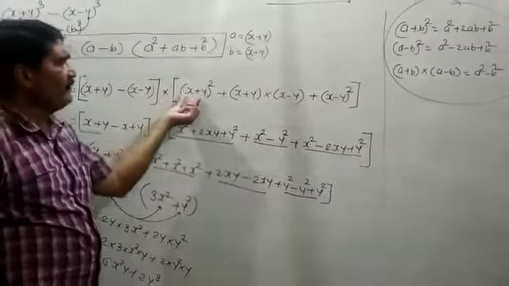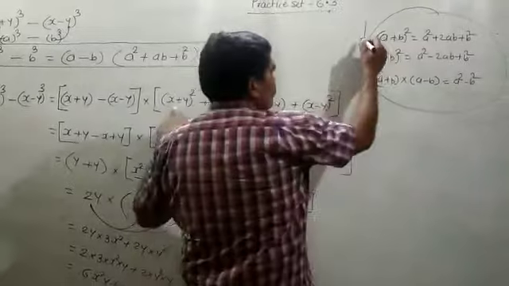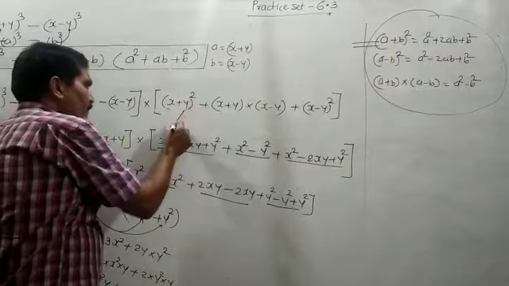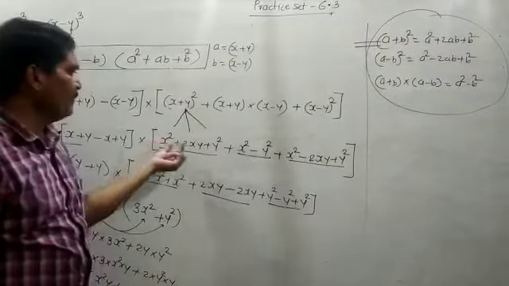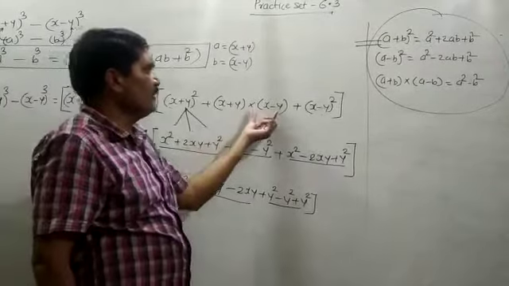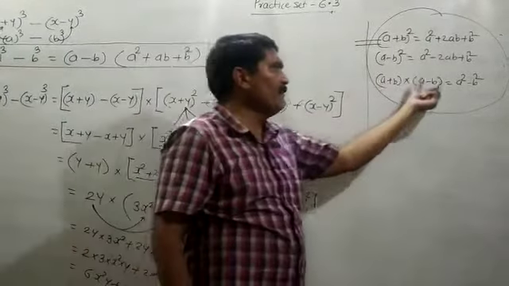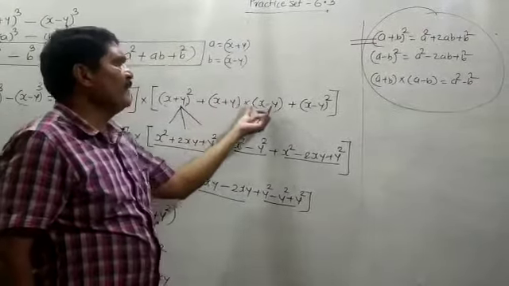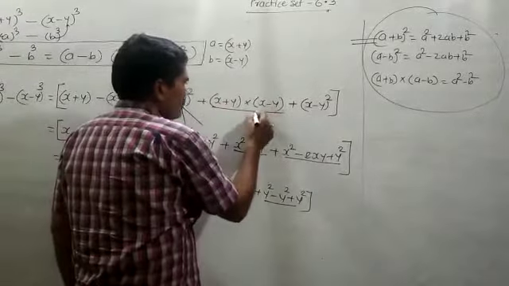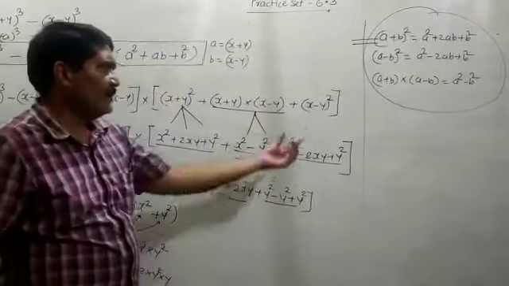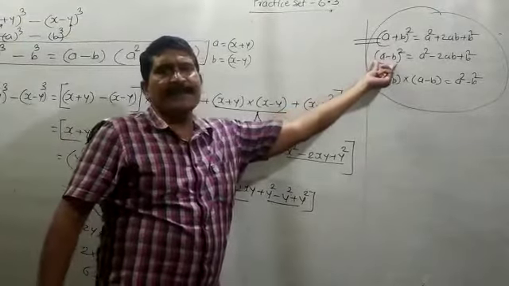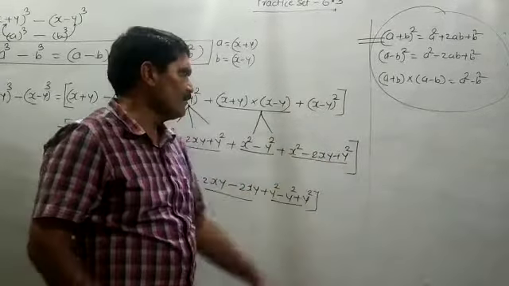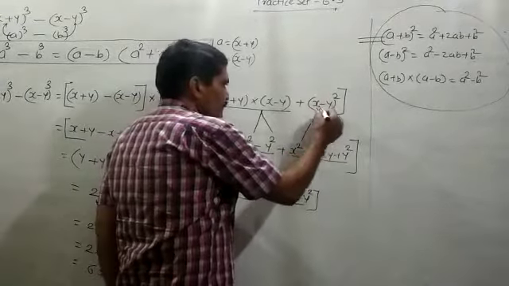Then (x plus y) square: for this you use the identity (a plus b) square, so the expansion is x square plus 2xy plus y square. Here (x plus y) multiplied by (x minus y): the expansion is x square minus y square. Then for (x minus y) square you use the identity (a minus b) square, which becomes x square minus 2xy plus y square.